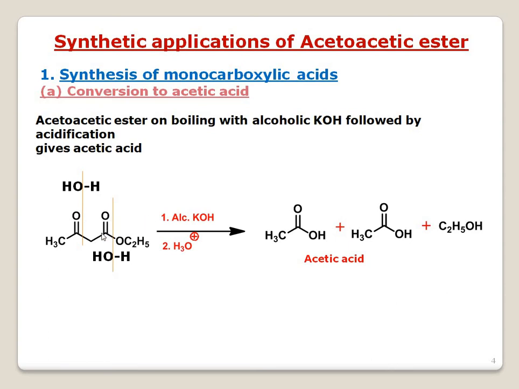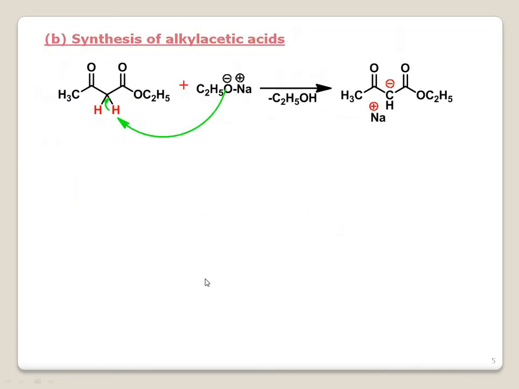If you look at the acetoacetic ester, these two carbons are particularly important. I will show you the importance of this. If you do alcoholic KOH hydrolysis over here, you will be getting two molecules of acetic acid and ethanol. That's how you will prepare acetic acid.